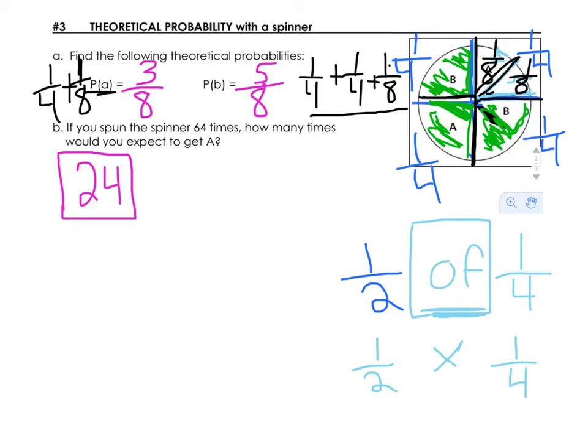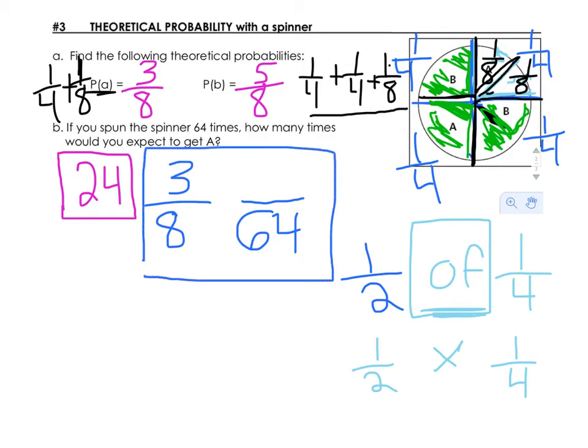Question B asks us, if you spun the spinner 64 times, how many times would you expect to get A? Well, we have to look at the theoretical probability of spinning an A, which we got from the first question. We should expect 3 out of 8 times to spin the letter A. Now, if we did this a total of 64 times, 64 would be our new denominator. Now all we're doing is trying to solve equivalent fractions.